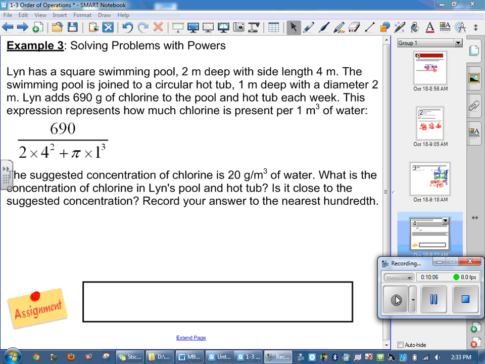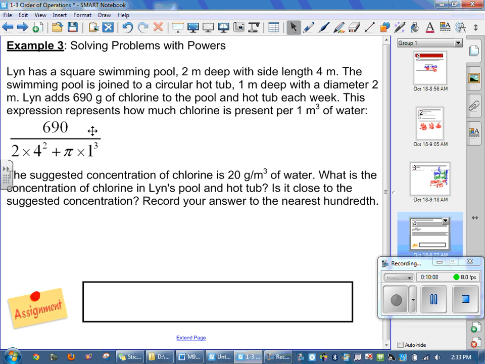We do BEDMAS on our top and solve the top. We do BEDMAS on the bottom and solve the bottom. And then what does this line mean? Divide. Good. So then we're going to divide the top by the bottom when we're done.